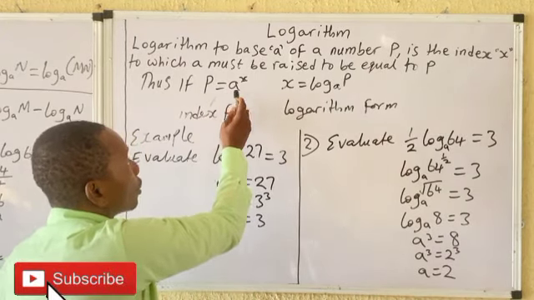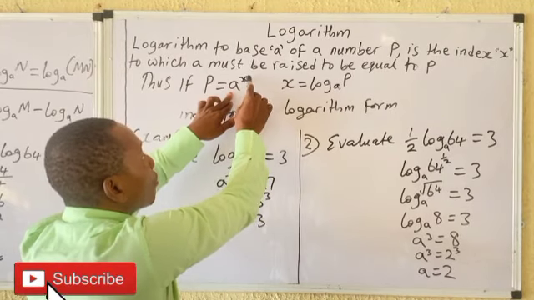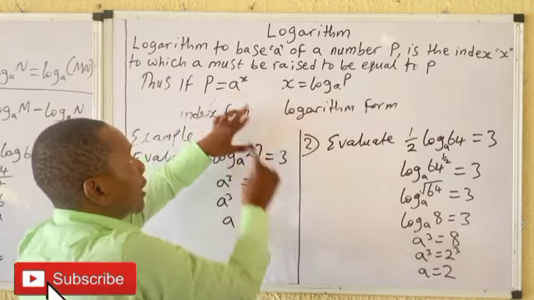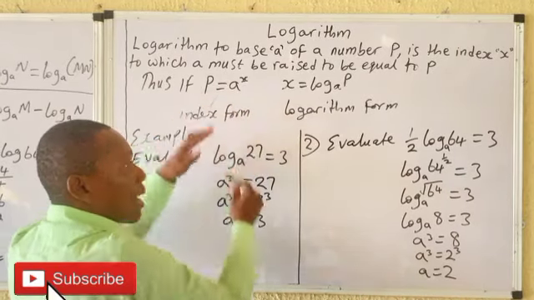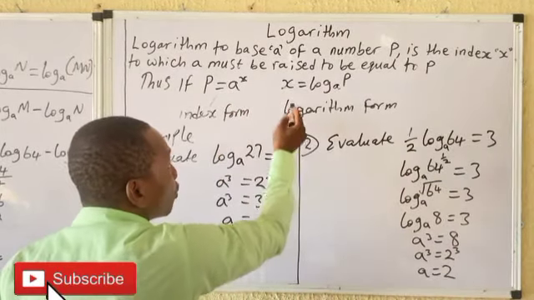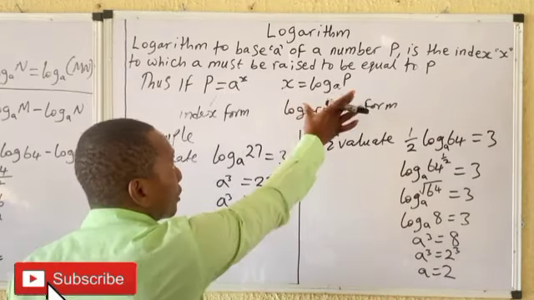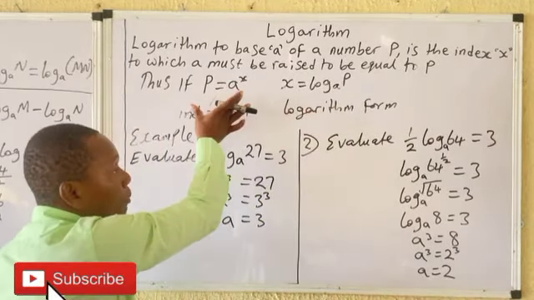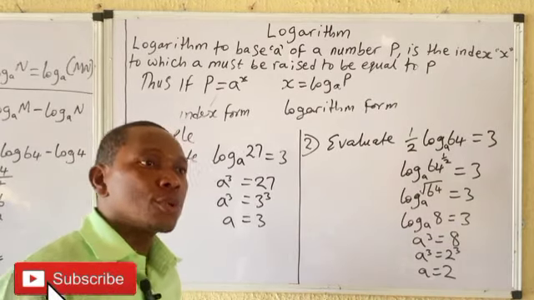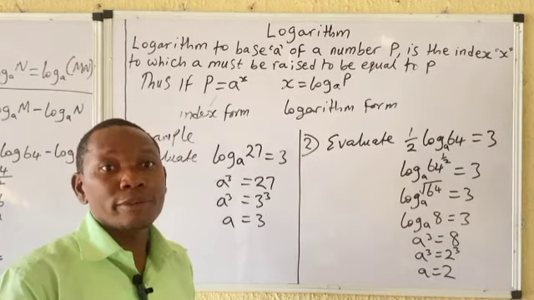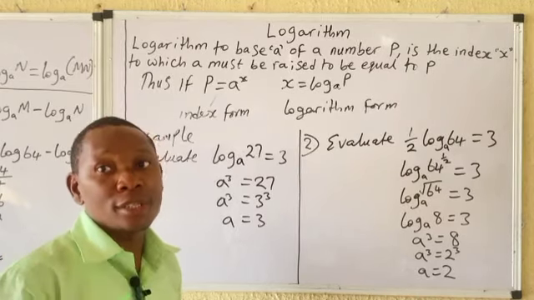You can see logarithm to base A is the number to which A must be raised, X, to be equal to this number. Now, if you are given the index form and you are asked to evaluate, you can decide to put it in the logarithmic form. And if you are given the logarithmic form, you can decide to put it in the index form depending on how the question is given. Now, don't get confused. Let's just take a simple example and you'll notice how easy it is.